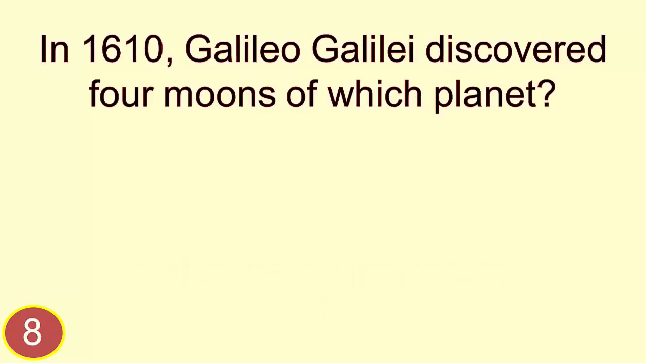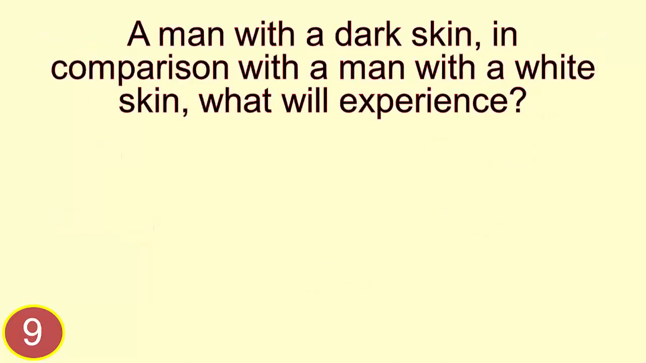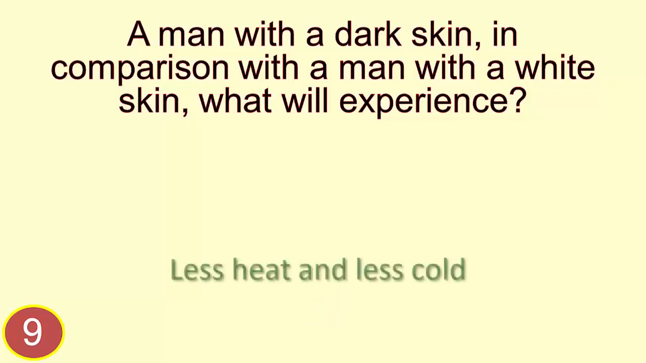In 1610, Galileo Galilei discovered 4 moons of which planet? Answer is Jupiter. They are Io, Europa, Ganymede and Callisto. A man with dark skin, in comparison with a man with white skin, what will he experience? Answer is less heat and less cold.